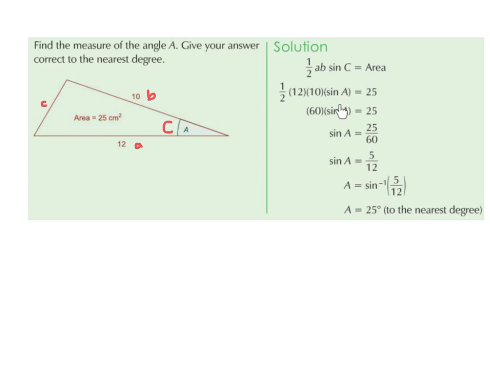We want to get the sine A on its own, so we're going to divide both sides by 60. So we're going to say 25 divided by 60. And that will simplify to give us 5 over 12. So sine A is equal to 5 over 12.